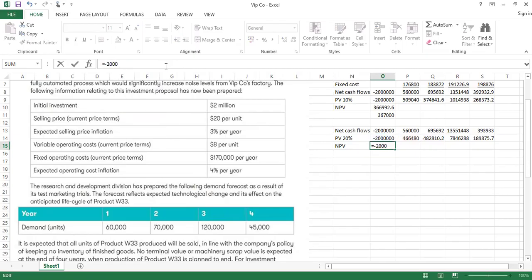Minus 2 million plus this, plus this, plus this and plus this. Again, it is giving some incorrect answer. Let me try in another cell. This is in negative. Here, here, here, and here.